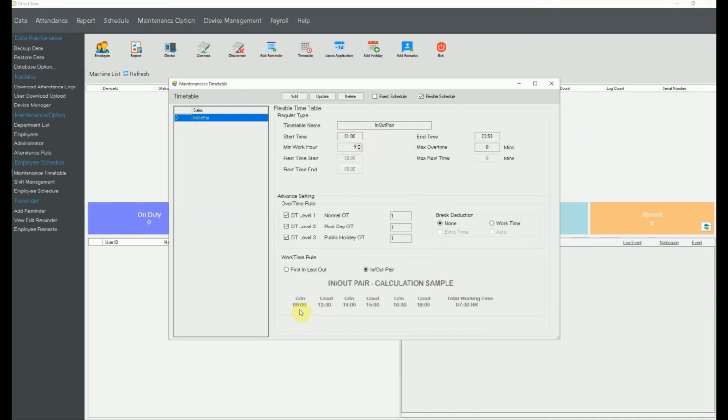How does in-out pair work? When you clock in, you start working. When you clock out, you stop work. Clock in, start work, clock out, stop work, clock in, like this. It works for certain industries because they go to a certain place, and only start working when they clock in. They clock out, they stop working. Clock in again, they start working. But this is only based on daily, it cannot go overnight. When it goes overnight, it will be considered as another new day and another clock-in starts.